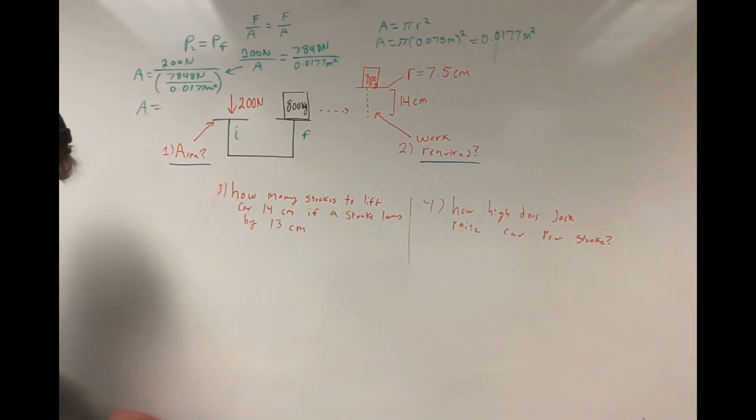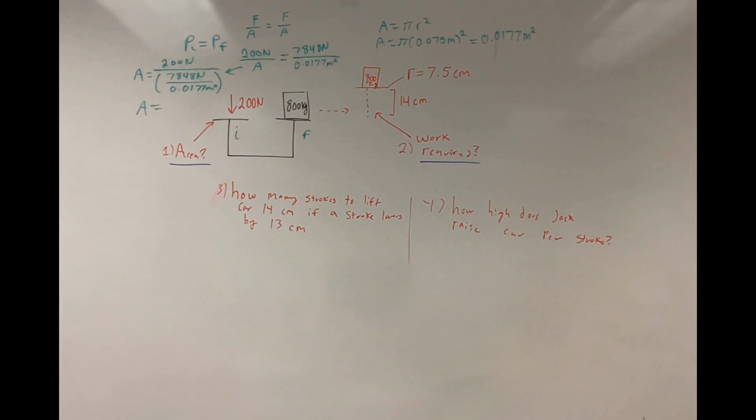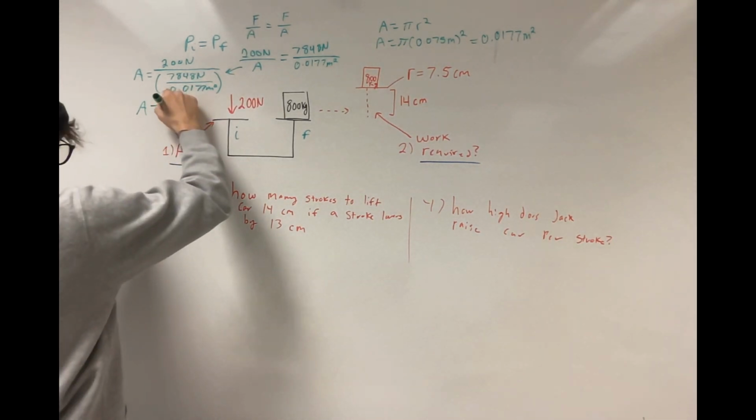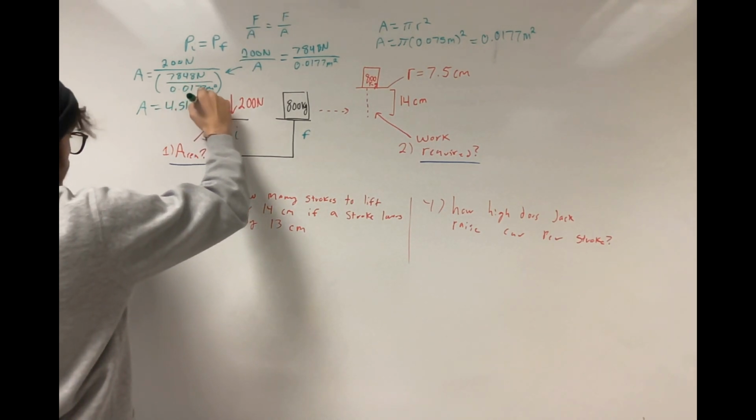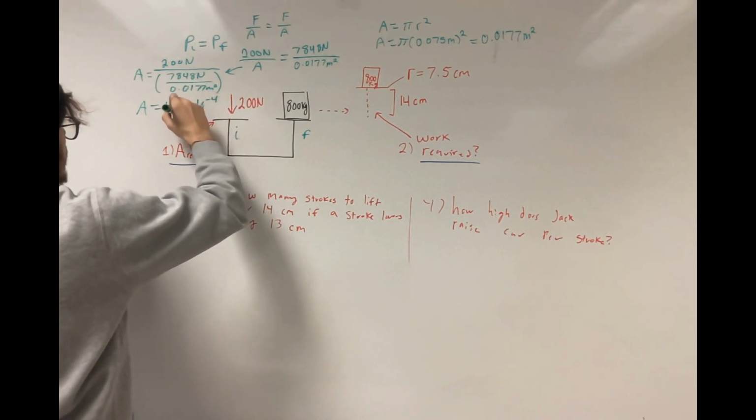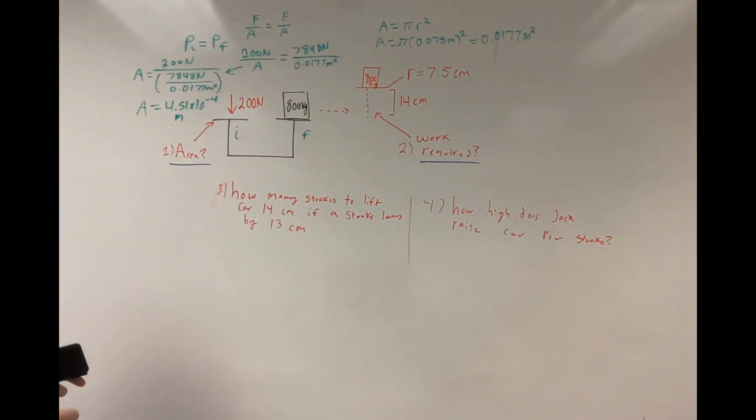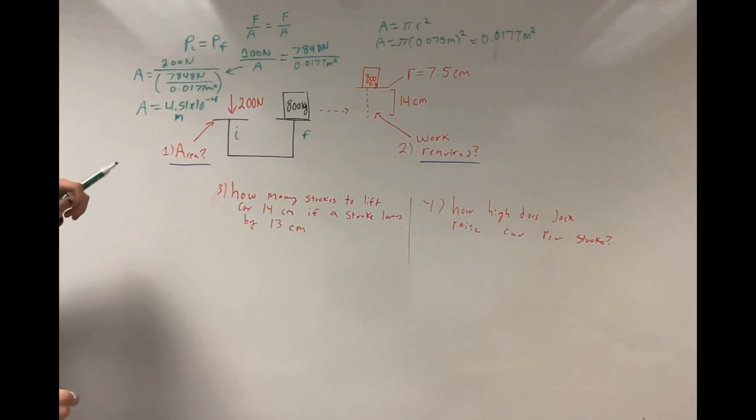So the area of this is going to be equal to, if I just do the plugging and chugging math, 200 newtons divided by 7,848 newtons times 0.0177. Put that there. We're going to get that the area is equal to 4.51 times 10 to the negative fourth meters squared. That's pretty darn small, but that value will come in handy when we get down to these problems here. So the area of this piston is 4.51 times 10 to the negative 4.